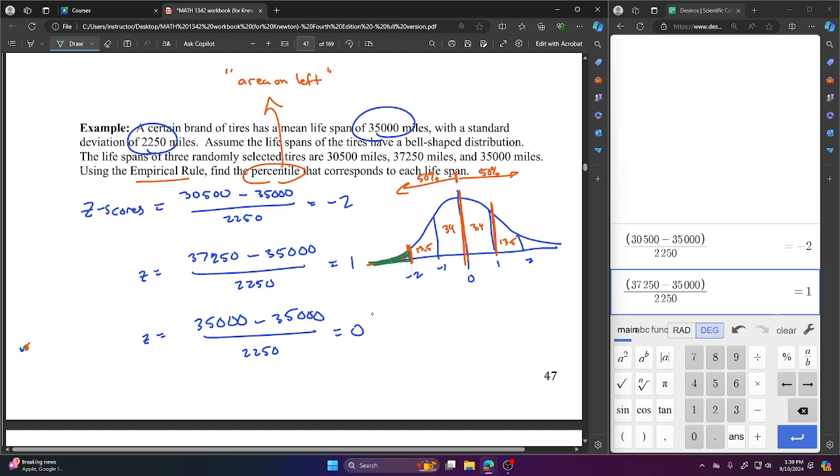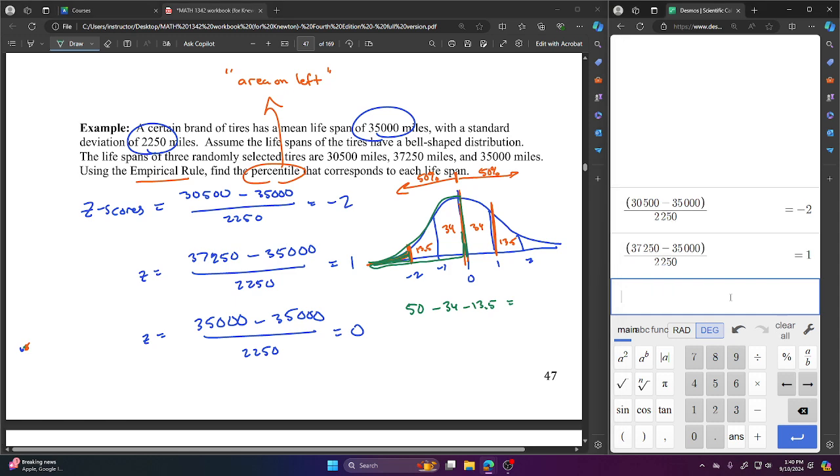So how about I do 50%, the half over here, and subtract the 34 and the 13 from it. So we're adding the 13 and the 34, and then saying 50 minus that value. Exactly. So let's do that. 50% minus the 34, minus the 13.5, and that should give me this tiny little area over here. So 50 minus 34 minus 13.5 is 2.5. 2.5% is this little area over here.